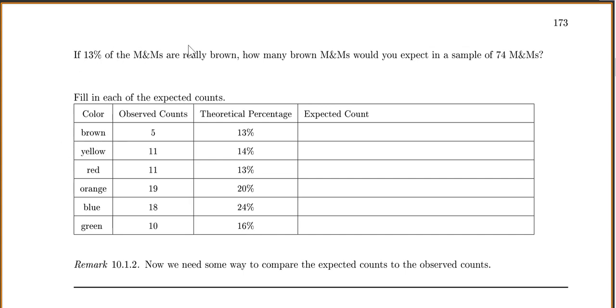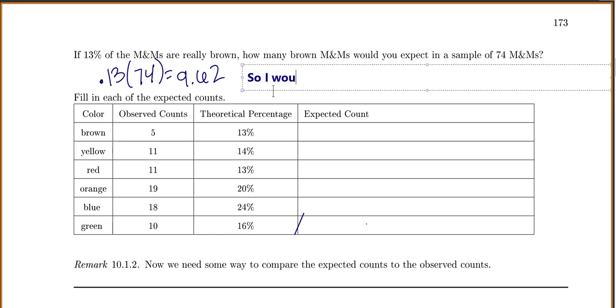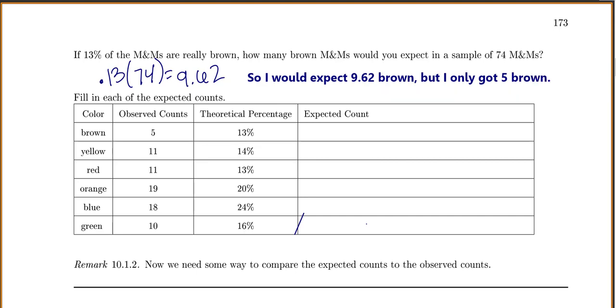So if 13% of the M&Ms really are brown, how many brown M&Ms would you expect in a sample of 74? Well, I would do 0.13 times 74, which would give me 9.62. So I would expect 9.62 brown, but I only got 5 brown. That seems a little low, but maybe it was just the sample I picked.